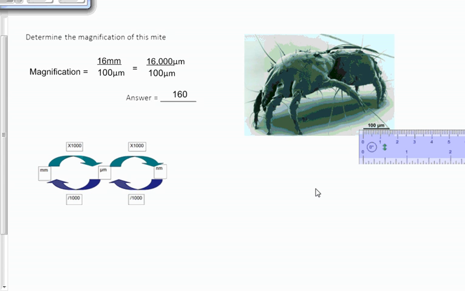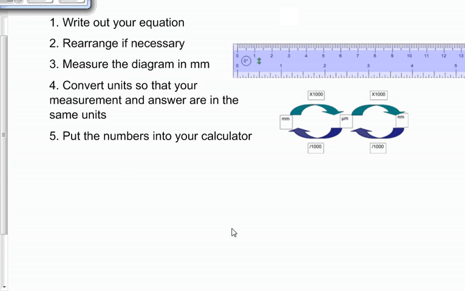So hopefully now you should be confident of doing any kind of magnification question. Just to summarise to finish, this is the sequence of steps that we need to go through to solve these magnification type questions. Step 1 will be writing out your equation. If you need to rearrange it, for instance if you're asked to calculate actual size, then you will need to rearrange that. Following that, you'll need to measure your diagram in millimeters. You'll then need to convert units so that your measurement and answer are in the same units.